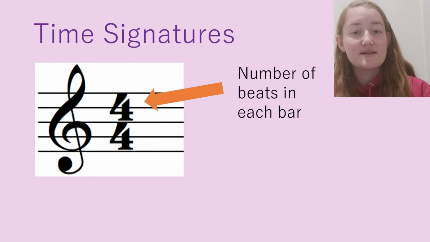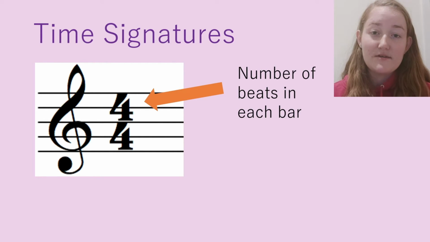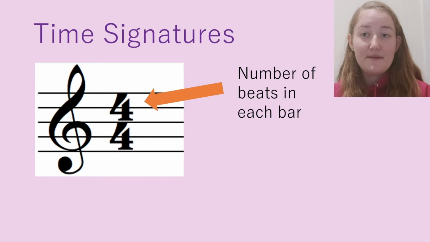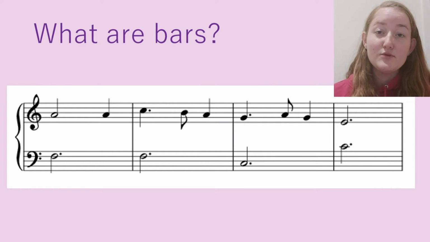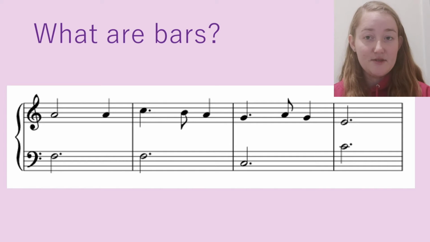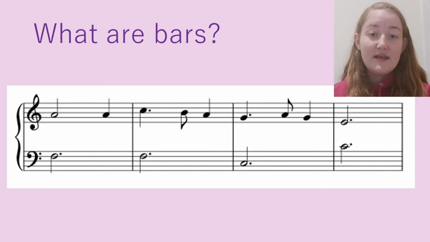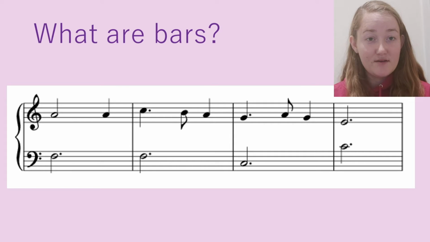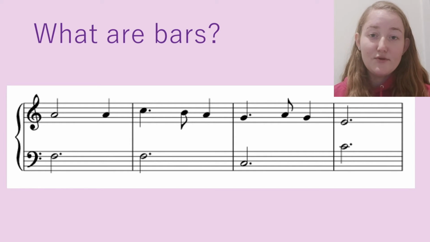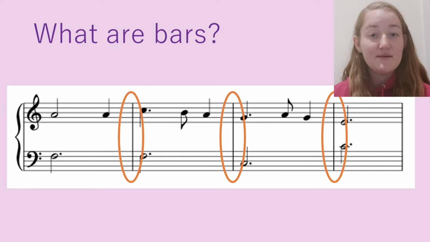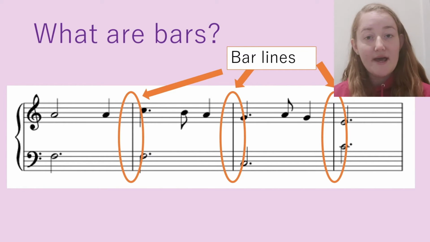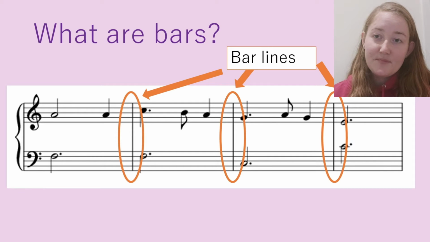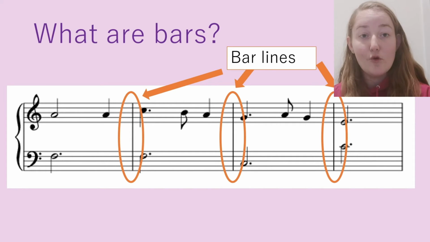Well, the answer is, the top number tells you how many beats there are in each bar of that piece of music. What is a bar? Well, all pieces of music are split into small sections to make it easier to read the music and play the right rhythm. Each of these sections is called a bar. In this example, we can see lots of vertical lines splitting up the music. These lines are called bar lines, and they tell you when one bar ends and another bar starts. So in this piece of music, there are 4 bars.